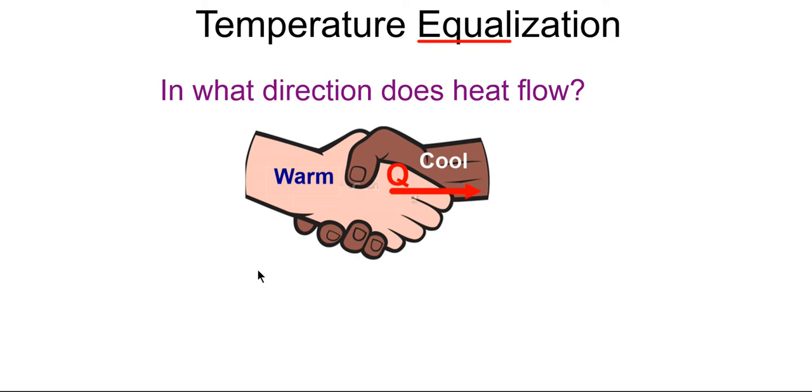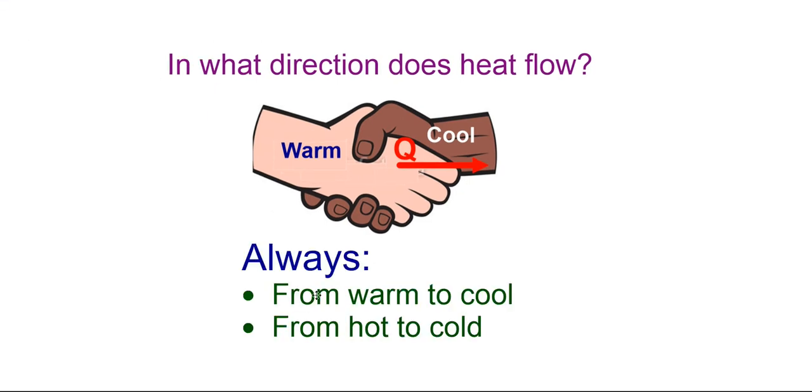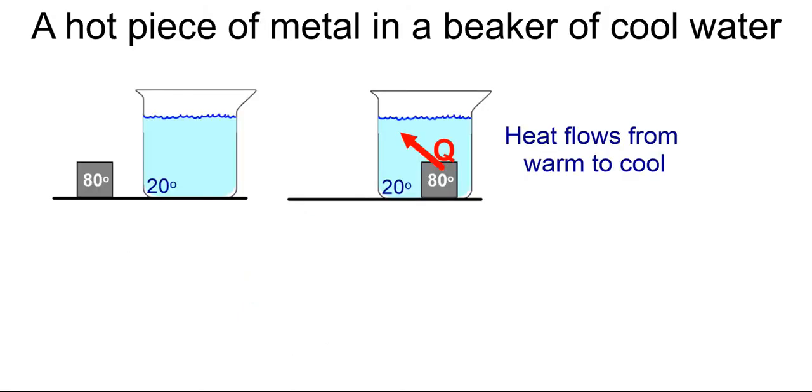All right, now first, just a quick reminder. This is conduction. Heat always flows from warm to cool, or hot to cold, right? Here we have Q, the heat, going from warm to cool through contact. That's conduction. Always from warm to cool, hot to cold, no exceptions. Let's try that out here.